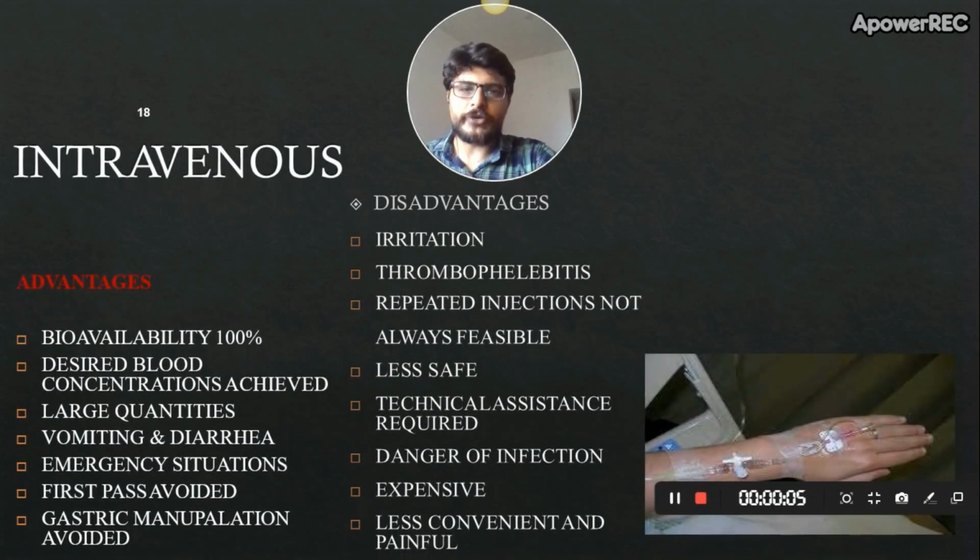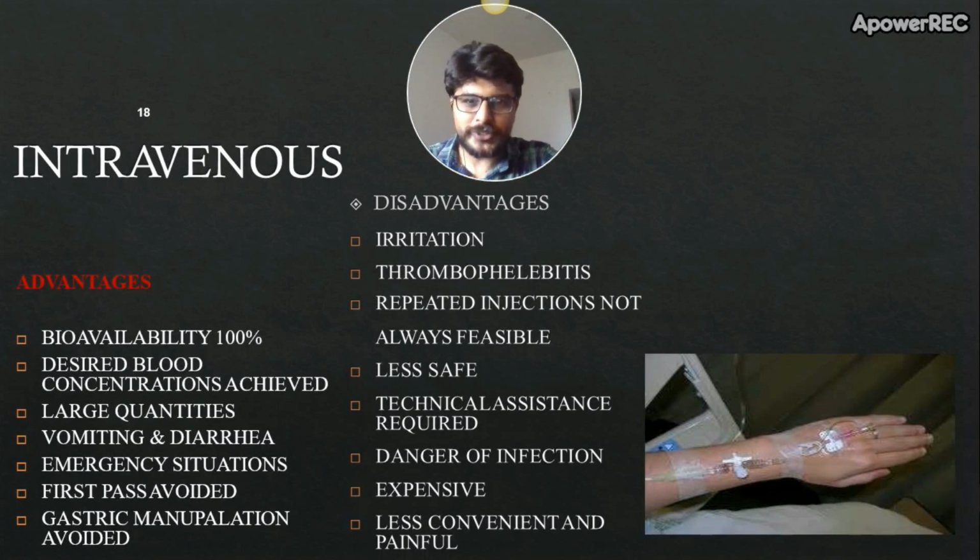Moving on, intravenous route. In the intravenous route, the drug is given directly into the systemic circulation, that is our vein, right? The advantages of the intravenous route are that the bioavailability is 100%. Bioavailability is the availability of the drug in our systemic circulation. When the drug is directly given into a vein, 100% or the full amount of the drug is available in our systemic circulation. So 100% bioavailability. Desirable blood concentrations are achieved, large quantities can be given, and in vomiting and diarrhea, in that condition also this drug is given.